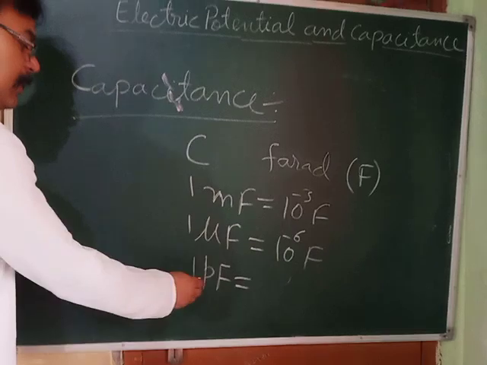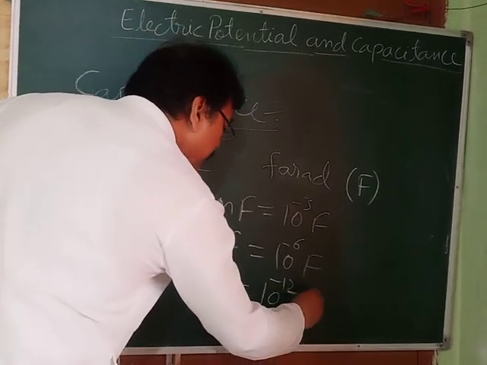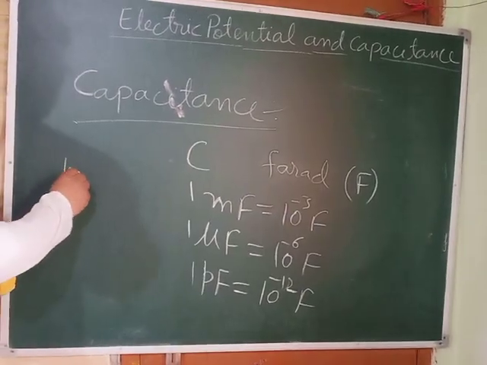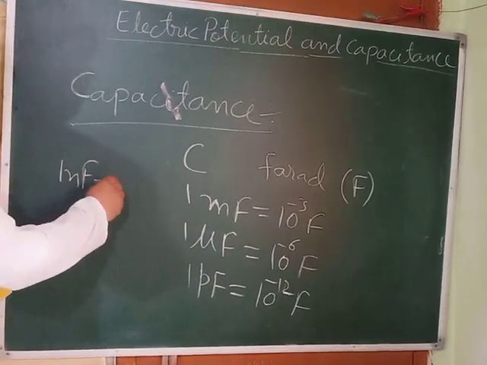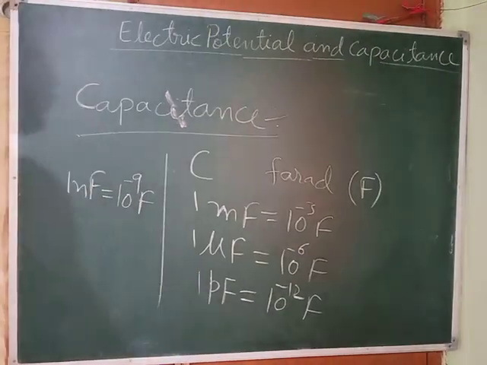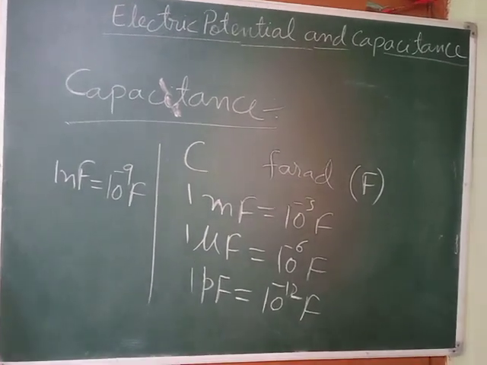What is this? 1 picofarad. Picofarad is 10 to the power minus 12 farad. Okay. And one more we can write: 1 nanofarad is equal to 10 to the power minus 9 farad. Okay. So these are the smaller units of capacitance.